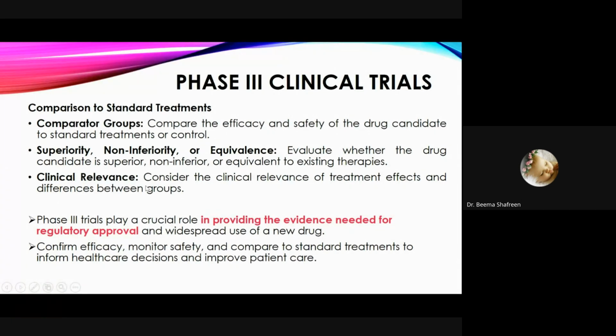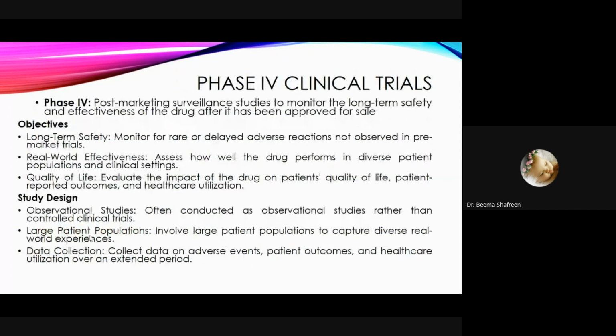So overall, Phase 3 plays a crucial role in providing the evidence needed for regulatory approval. Once all the data is collected, it gives the efficacy and monitors the safety, and it also gives compared standard data, which is essential for healthcare decisions and in order to improve the patient's care. So once the data is collected, it will go on to the next phase, that is Phase 4.